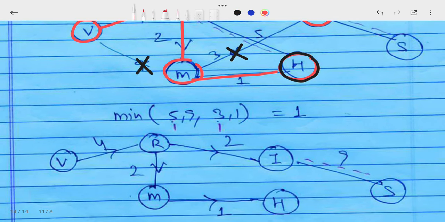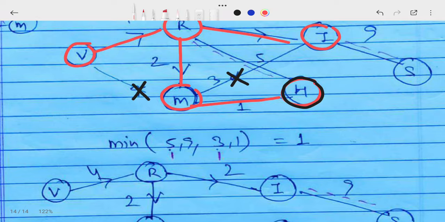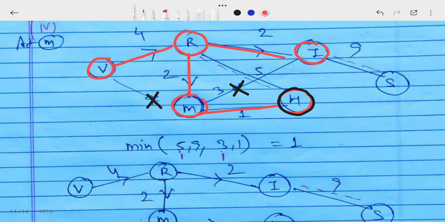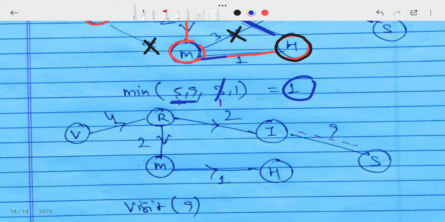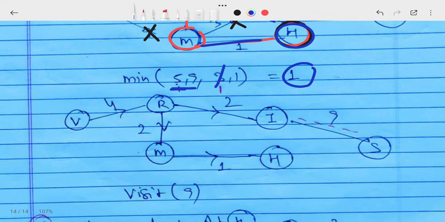Now see here. Minimum at H. Previously visited was 5. Now there is only one line. You can see this line is the visited line, and this 9 is visited, this 5 is visited. So 9 and 5 are visited. Now what is this 3? I removed 3. Now 1 is the minimum. Okay, now I am going from here to here. Now I am here.